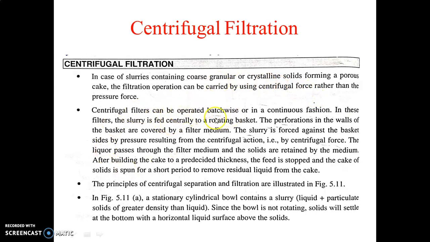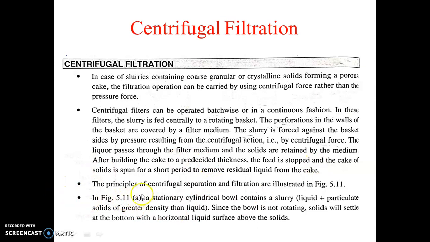So this machine is also operated batch-wise and continuous, and it is having a rotating basket. The wall of that rotating basket is having perforations, that means holes are created on that wall, and the filter medium is covered on that wall. The slurry is forced in that basket, and due to centrifugal action the liquor is passed through the filter medium and the solid or cake is deposited on the filter medium, and after that the cake is scraped or cut by the blades, and the cycle is repeated.